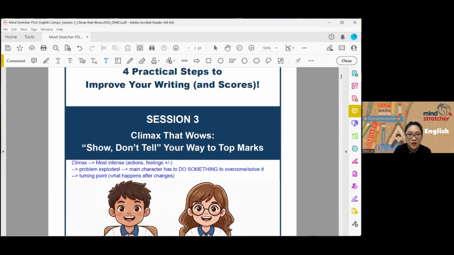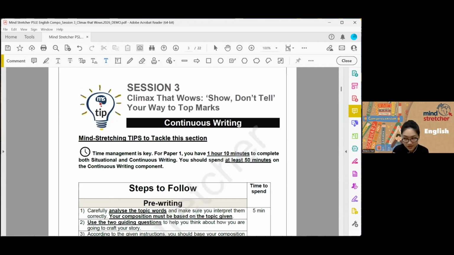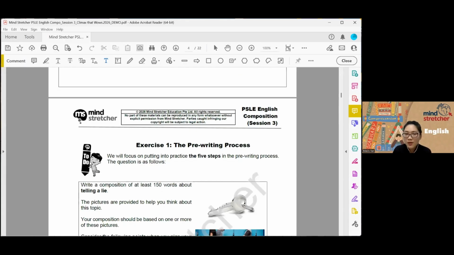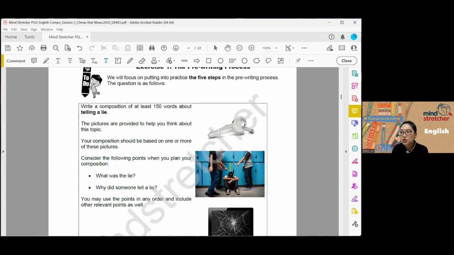Yes. So now let's move on to this part. These are just reminders. Okay, so today we are going to focus on the climactic moment. But before that, we are going to do a quick warm up to just reinforce certain things that I've been telling you since session one. Okay, about planning, about analyzing a question.